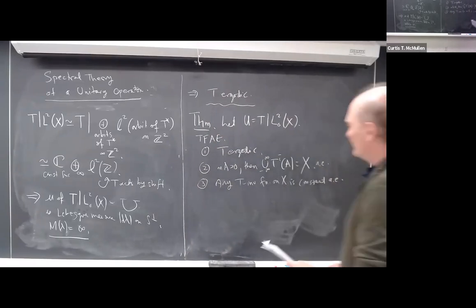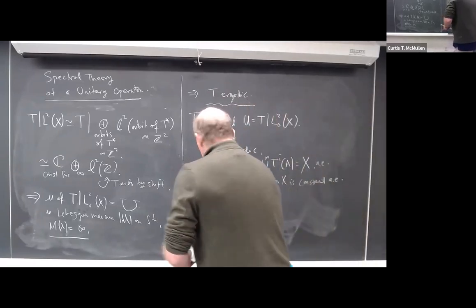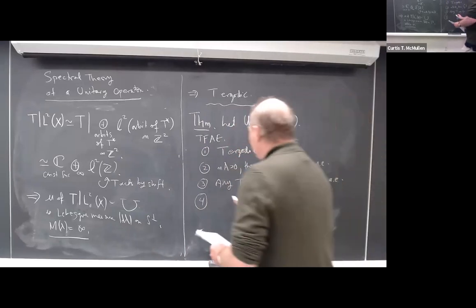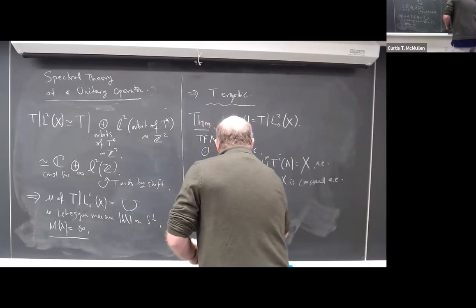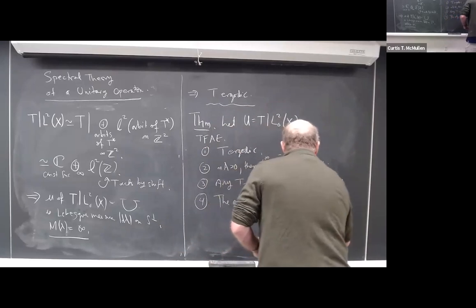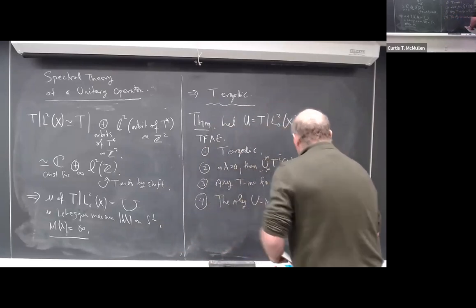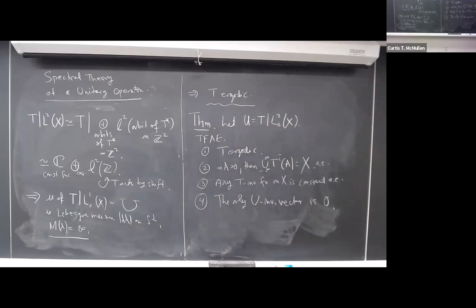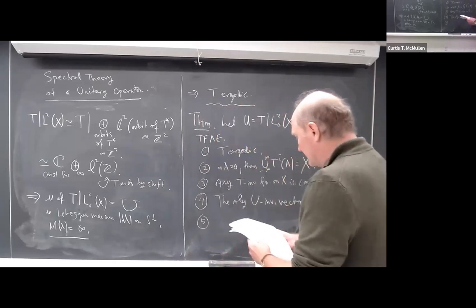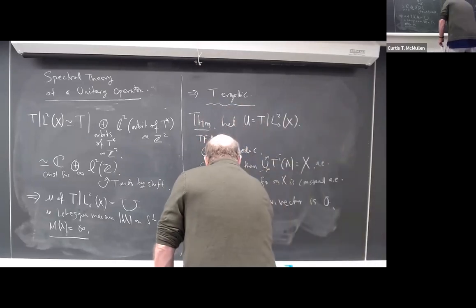And then the fourth statement is that since we threw away the constant functions, we can say the only U invariant vector is 0, because the elements of L2 naught are non-trivial functions. So if we had one that was fixed, it would be a T invariant function on X, other than the constants.